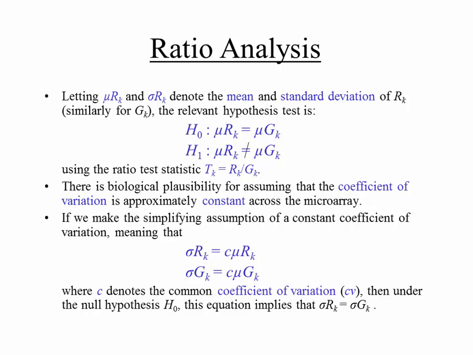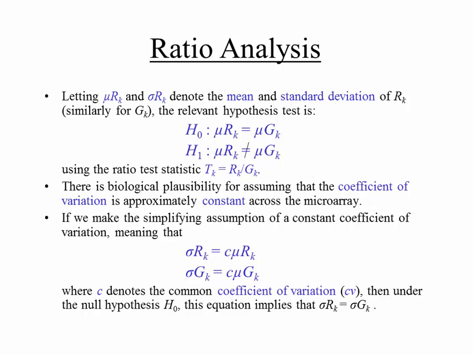So you want to test this hypothesis using the ratio test statistic Rk over Gk. You will take samples of Rk and Gk, and based on that, you're going to conclude statistically that either Rk and Gk have the same means, or not. That's the question you have to answer.